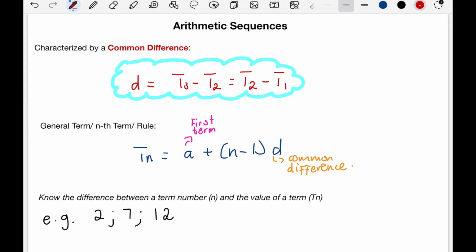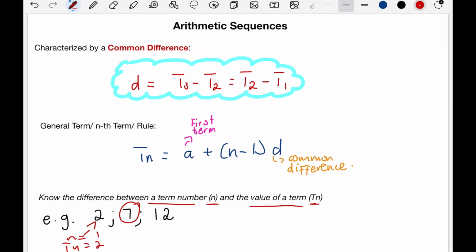You must know the difference between a term number, otherwise known as n, and the value of a term, otherwise known as Tn. Like in our little example here, the first term has a value of 2. In other words, when n is 1, Tn is 2.